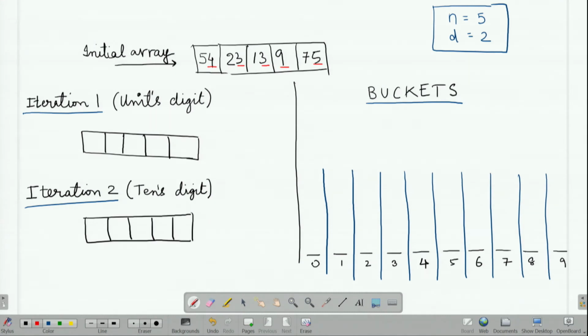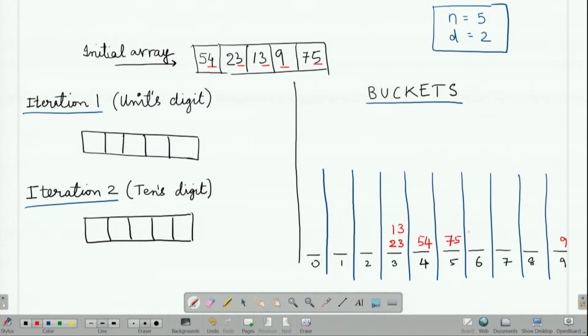Now the next step, after we identify what the ones digits are, we have to extract these digits and put them into buckets. Going through the array, first we have 54. This number would go into our bucket number 4. Then we have number 23 that goes into bucket number 3. After that we have 13 that goes also into bucket number 3. Then we have 9 that goes into bucket number 9. And finally we have 75 that goes into bucket number 5.